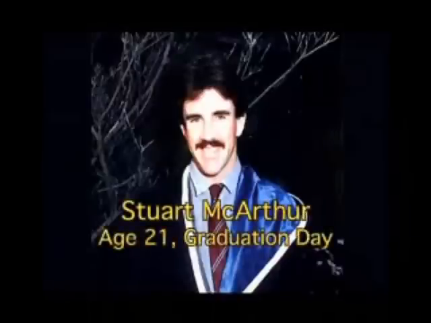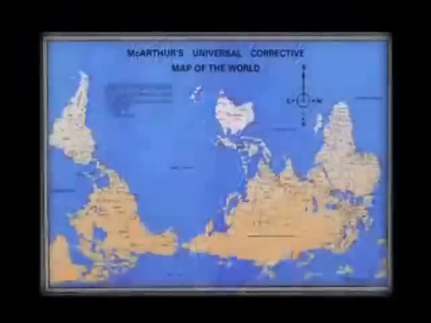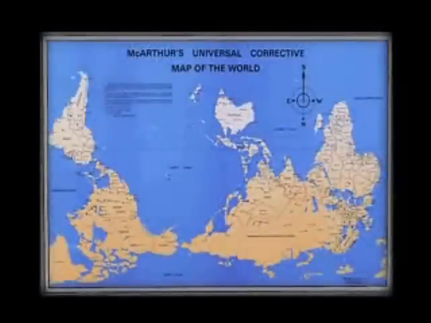So fast forward 6 years, he's 21, he's graduating from the University of Melbourne. This is Australia Day in 1979. He published this map that you're looking at, and since that time, it's sold 350,000 copies. Not bad for a kid who was told to do things a different way.